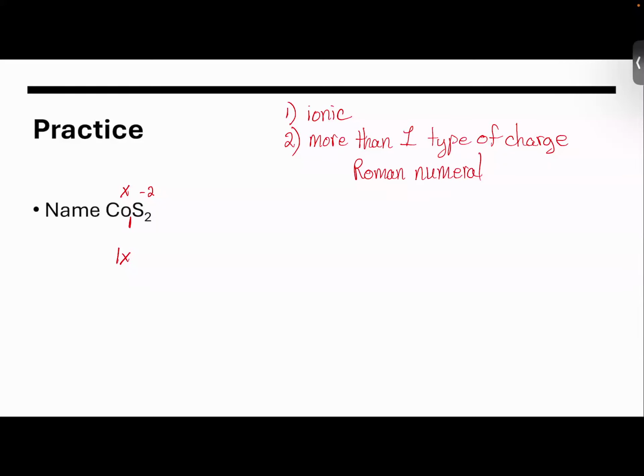I have two sulfurs times the -2, which is a -4. And I said that ionic compounds must be charge neutral, meaning they must equal 0. So X minus 4 is equal to 0. X has to equal 4. So therefore, the Roman numeral on this cobalt is IV for 4. And so it's cobalt(IV) sulfide.